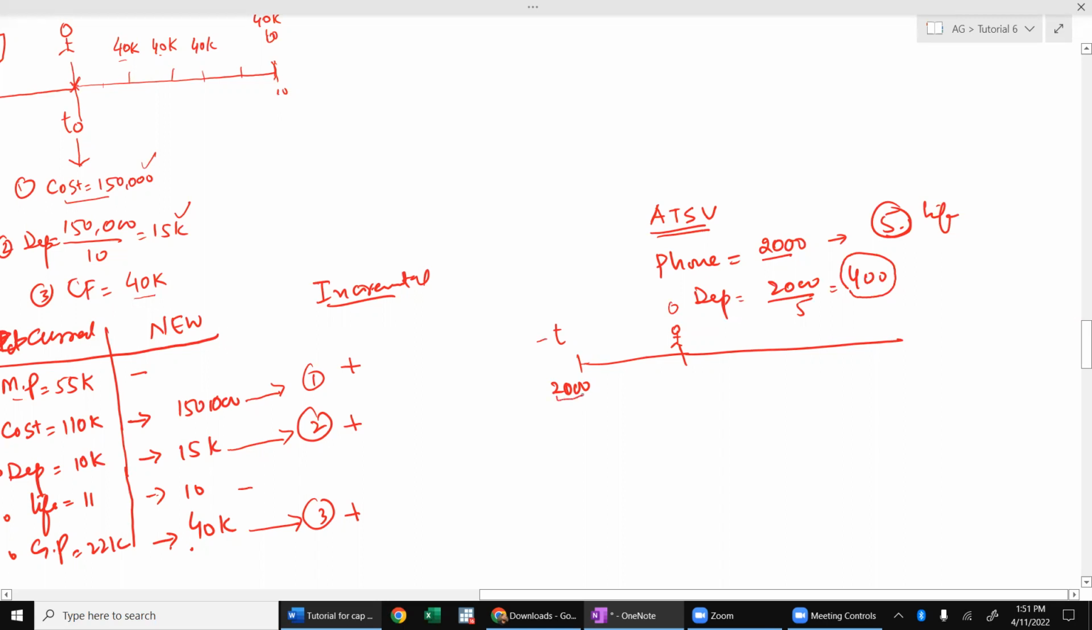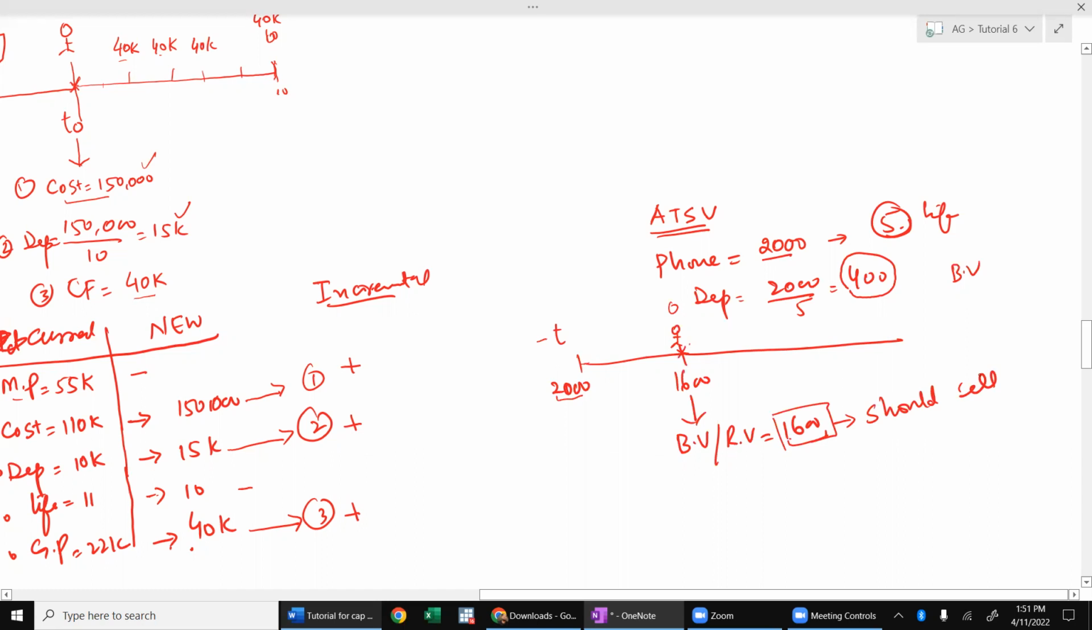Last year, I bought it for 2000. I used it for 1 year. And according to my books, what should be the remaining value of this phone? 1,600. Very good. So it should be 1,600. This value I call book value, in other words, residual value so far, right? So according to the books, if I want to sell this phone, I should sell it at 1,600.